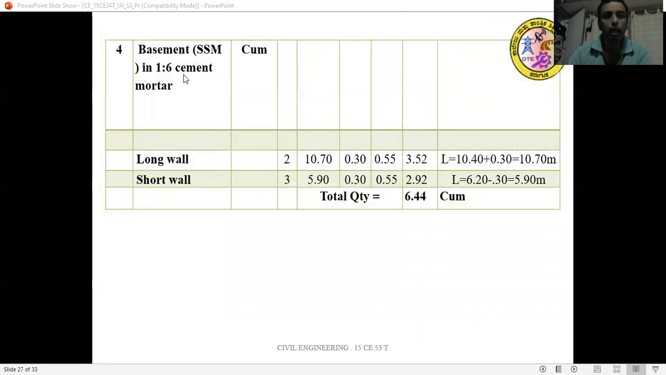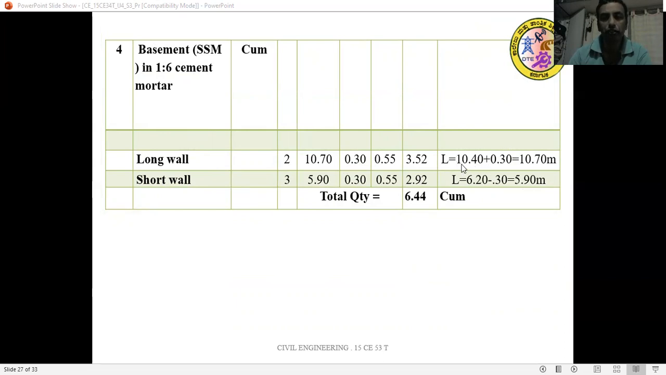This is the basement in size stone masonry, cement mortar 1:6, for long wall and short wall quantity. The unit of quantity is measured in cubic meter. Number of long wall is equal to 2. Number of short wall is equal to 3. True length is calculated using this equation.